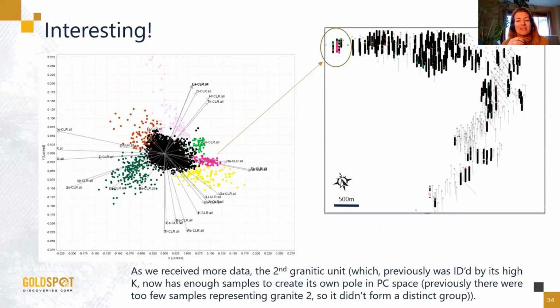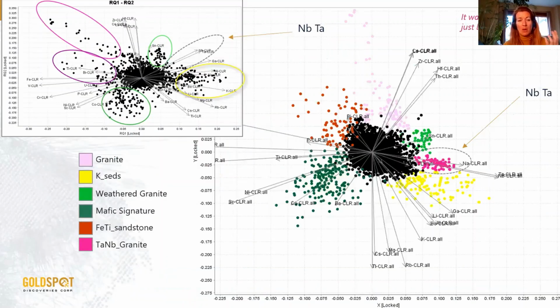And what's interesting is, as we continued to receive more data, the second granitic unit, which we previously had identified by its high potassium, now has enough samples to create its own pole in principal component space. So previously there were too few samples to really identify granite 2, so it didn't form its own distinct group. But now that we have more data, it starts to really pop out on its own in the PC plot.